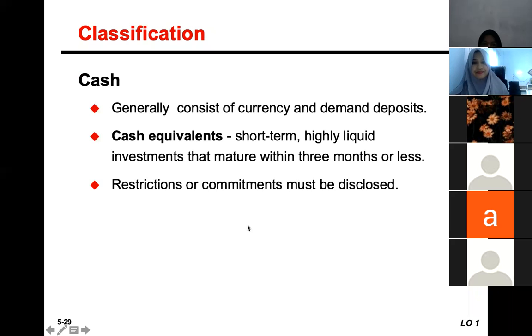Cash. Any particular thing that you want to ask about the cash? So cash equivalents are short-term, highly liquid investments that mature within 3 months or less, for example, the fixed deposit. And the company has to disclose any restriction. For example, I mentioned just now, certain cash is allocated to pay the bonus in the next year. So that one will be included as restricted cash.